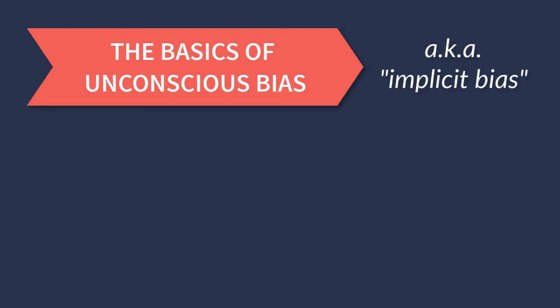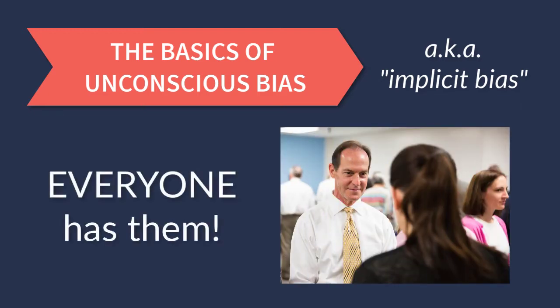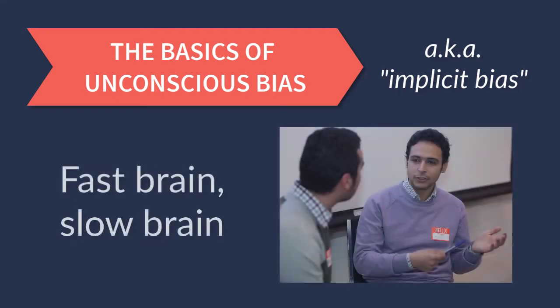Okay, so first thing to know, everyone has biases. It doesn't mean you're a bad person, just that you have a brain. In fact, it's almost as if you have two brains, or at least two types of brain functioning. For the sake of simplicity, I'll refer to these two types of functioning as fast brain and slow brain.